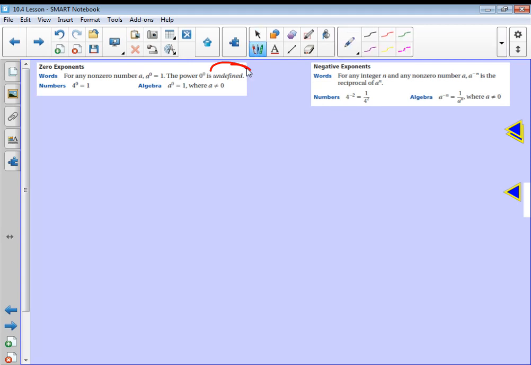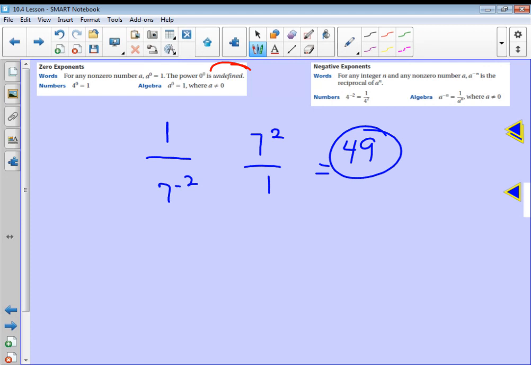So let's say I had something like this, 1/7 to the negative 2. Okay, I would do the reciprocal. So if I flip that over, it becomes 7 squared over 1. Okay, and because it's over 1, I can eliminate that, which gives me an answer of 49, or 49 over 1. Okay, so when we do that reciprocal, it eliminates that negative on our exponent.